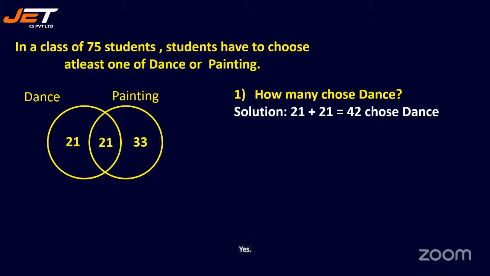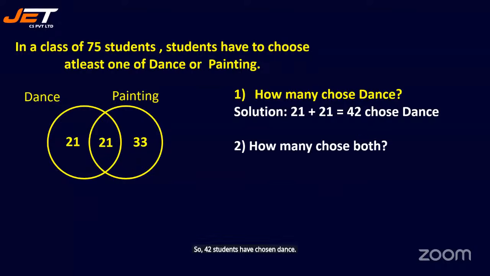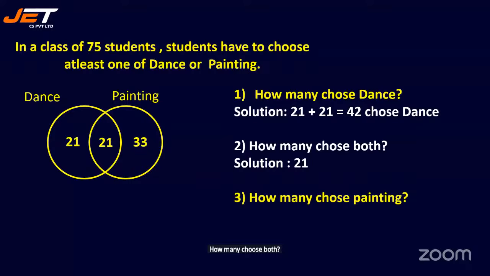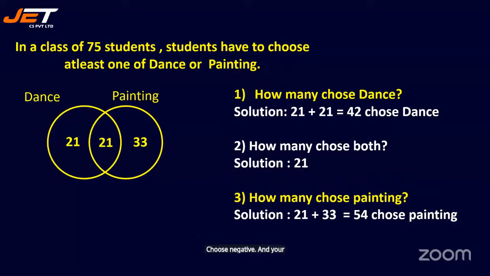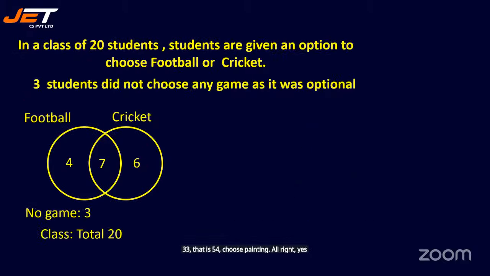Yes. So how many choose dance? It is 21 plus 21. So 42 students have chosen dance. How many choose both? It is 21. How many choose painting? Right? See the question, how many choose painting? And your answer is 21 plus 33, that is 54 choose painting. All right, yes, see the next question.